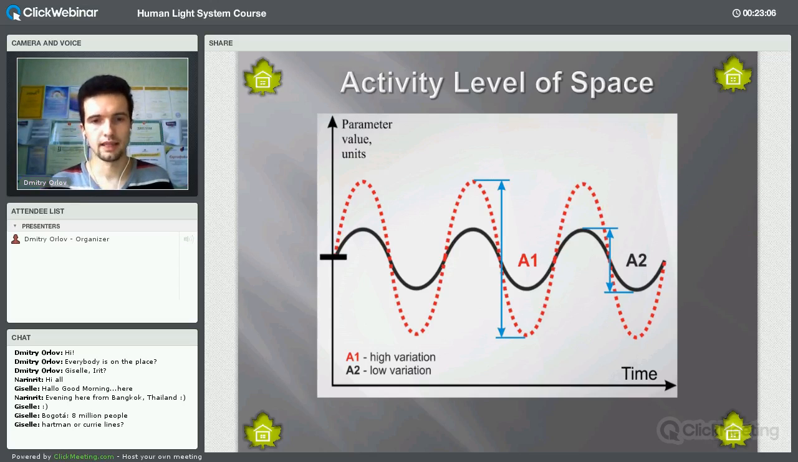So let's make such a decision that when we have high variation, it is high activity of the space or environment. When we have low variation, it is low activity. Well, to my mind, it's logical. So when the signal is changing in time very slowly, or the variation is very low, then it's low activity. When it's very high, it's high activity. So this is the baseline.